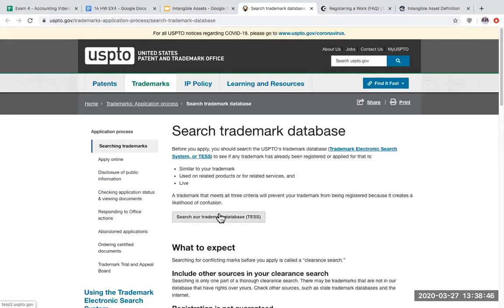If you want to go through and search the trademark database for whatever reason, it's not working on my computer today. Let's see if we can get in there real quick. And it is not working.